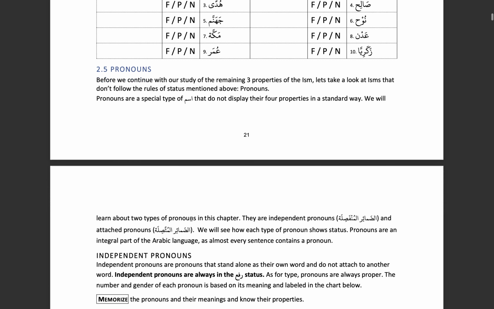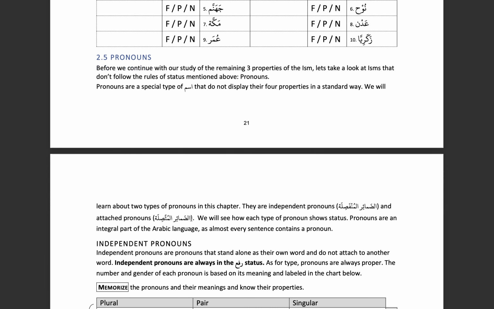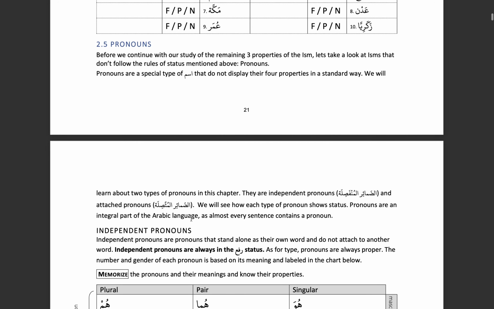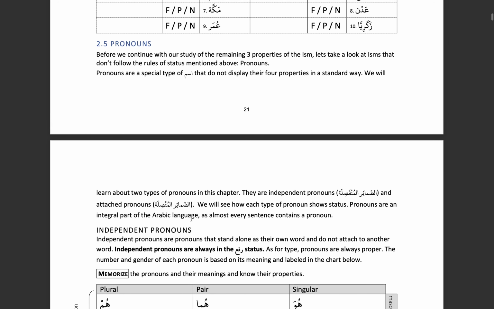So yeah, let me also discuss pronouns shortly. So huwa, huma, hum, hiya, huma, hunna, anta, antuma, antum, anti, antuma, antunna, then ana, nahnu. Of course we also discuss the attached form: huwa will become hu, then huma will become huma or hima, then hum will become hum or him, and hiya will become ha, then huma the same, huma or hima, then hunna will become hinna or hunna, then anta will become ka, antuma will become kuma or kima.